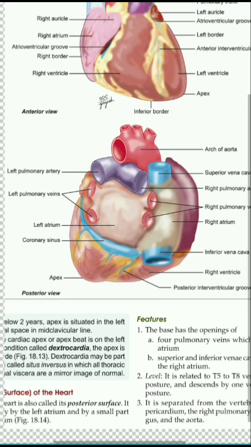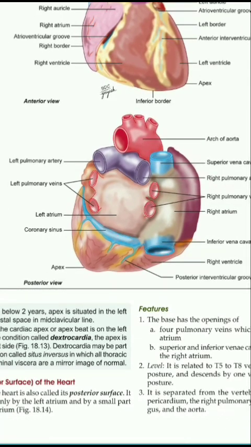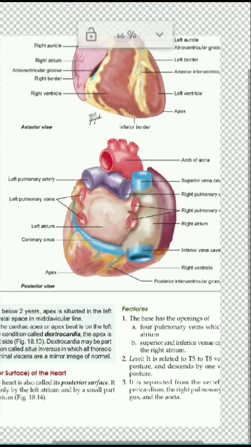So you see that is basically our coronary sinus. The heart basically circulates blood to its own wall also, that is called coronary circulation. So we can see that here, that is our coronary sinus.